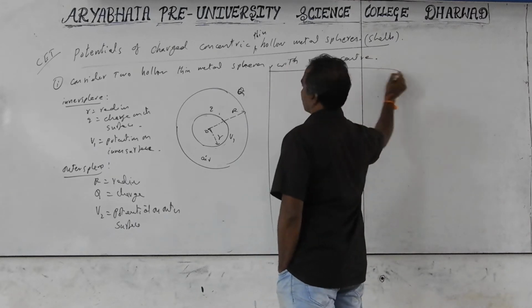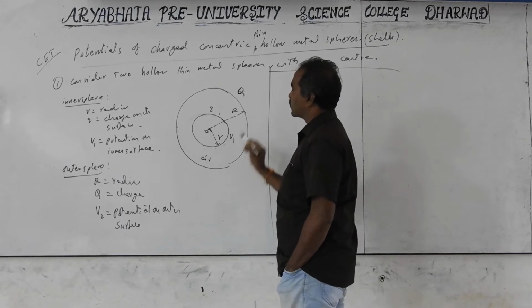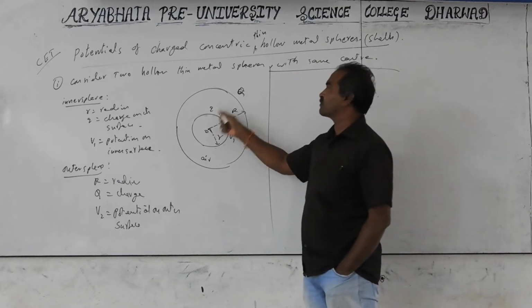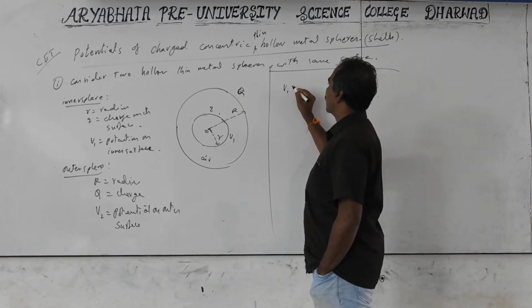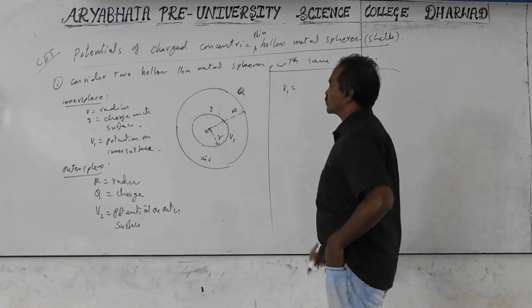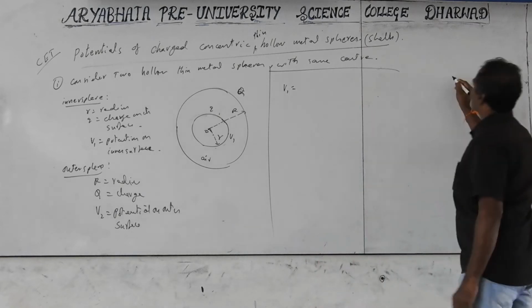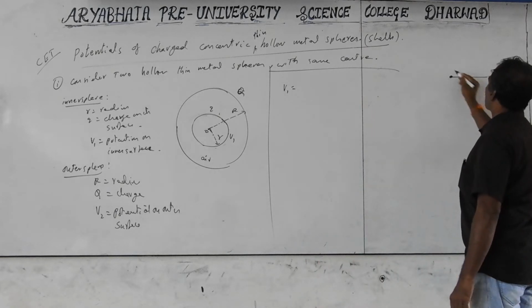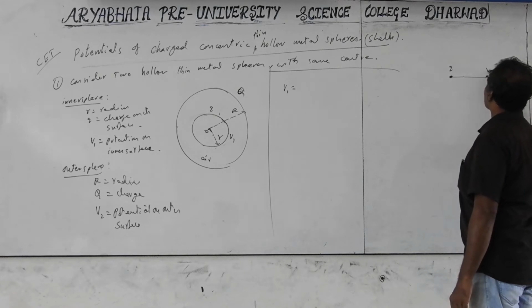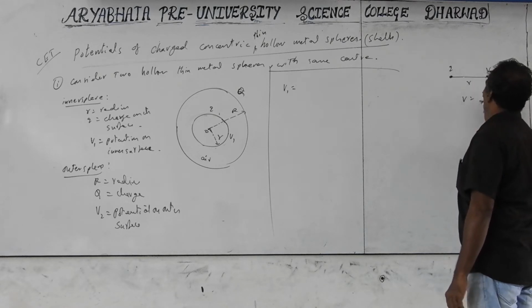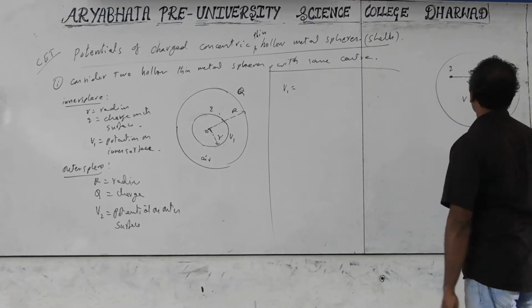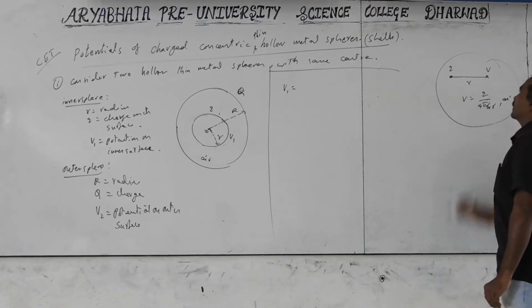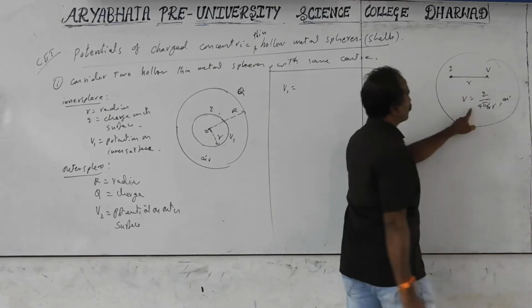So what is V1? V1 is the potential of the inner surface, but the potential of the inner surface is not only because of small q, but also because of capital Q. So we take the relation for V1 on the inner surface. What is the formula we have for the charge and potential relation? For an isolated charge, at a distance r, V equals Q by 4 pi epsilon into r. If the medium is not mentioned, we take K. So V equals Q by 4 pi epsilon r is the relation.